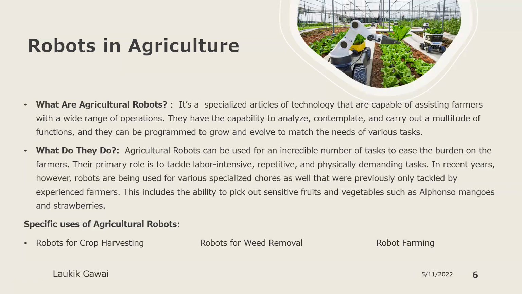Some specific uses are in crop harvesting, which is very labor-intensive work, as you all know. Now, see weed removal. As we know, weed removal is a very repetitive task. One can't do it for a very long time, but a robot can. Now, talking about robot farming, it is also very labor-intensive. Nobody wants to do it, and it is not very labor effective.